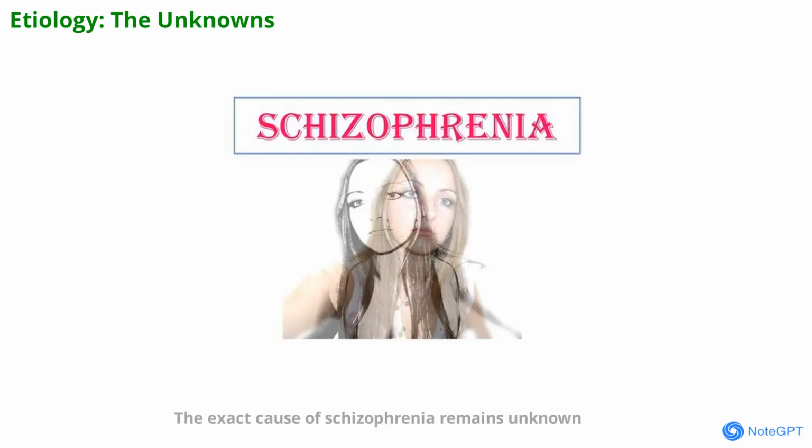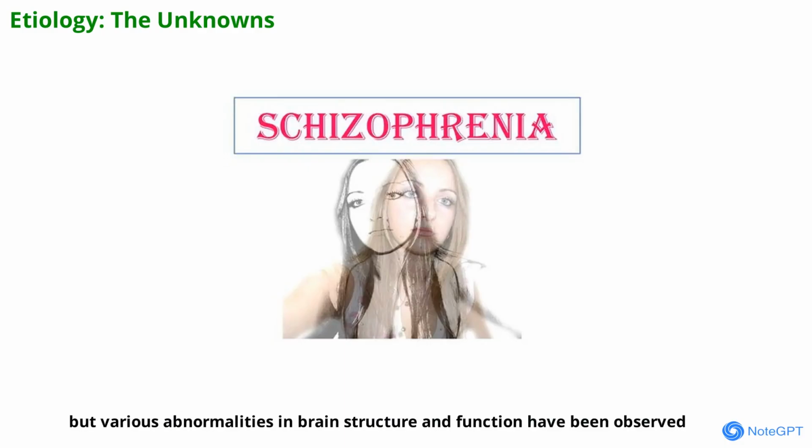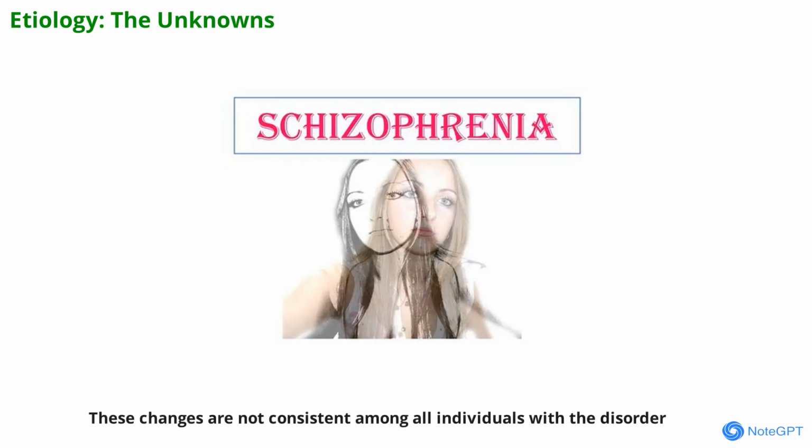The exact cause of schizophrenia remains unknown, but various abnormalities in brain structure and function have been observed. These changes are not consistent among all individuals with the disorder. Multiple pathophysiologic abnormalities, including neurodevelopmental factors, may contribute. The neurodevelopmental model suggests that disruptions in cell shape, symmetry, and connectivity during brain development, possibly due to factors like maternal infection or stress, can lead to abnormal brain circuits and ultimately schizophrenia.